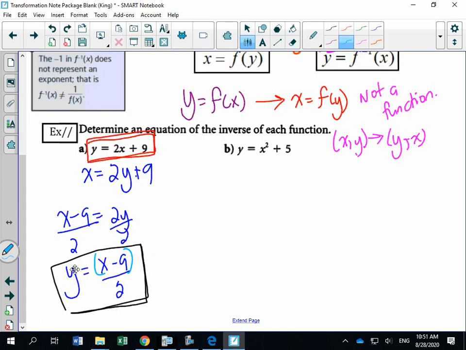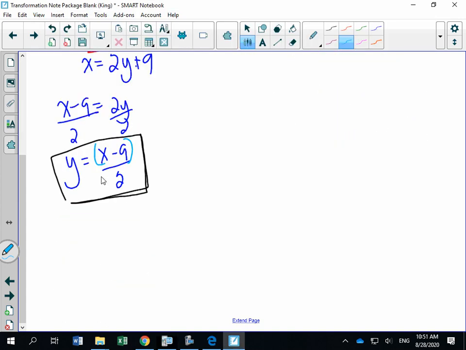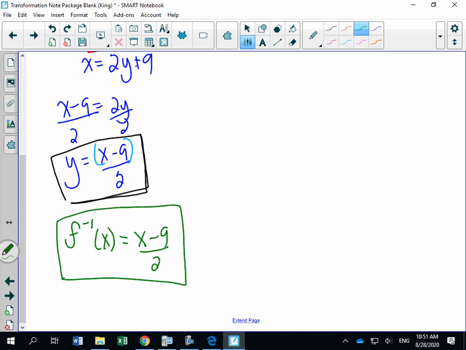Now, because this inverse is a function, how I could write the proper notation would be f negative 1 of x. So f inverse, right? That's how we read this. f inverse of x is equal to (x minus 9) over 2. That is the equation of the inverse.